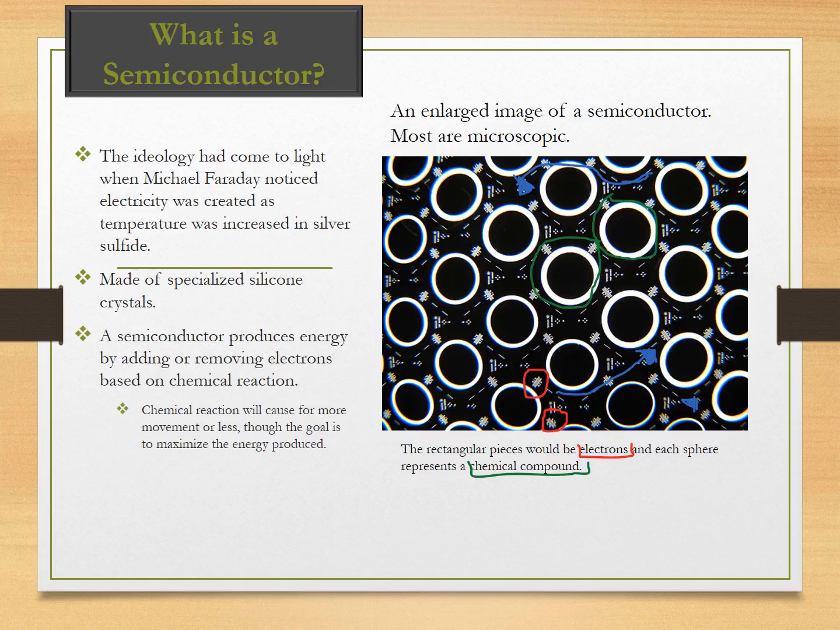increased in silver sulfide. Made of specialized silicon crystals, a semiconductor produces energy by adding or removing electrons based on chemical reaction. Chemical reactions will cause for more or less movement, though the goal is to maximize the energy produced. On the right is an enlarged semiconductor, as most are microscopic. The rectangular pieces would be electrons, and each sphere would represent a chemical compound.